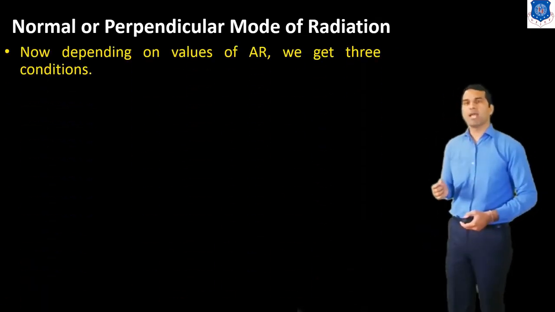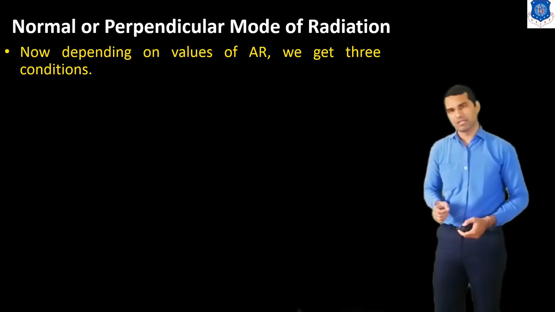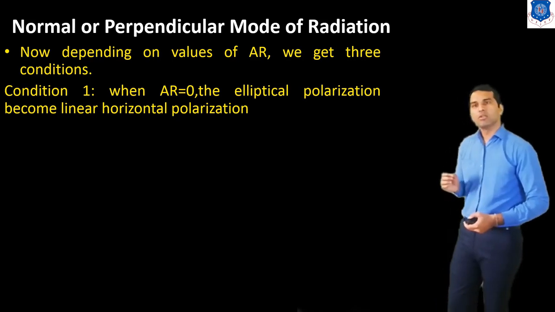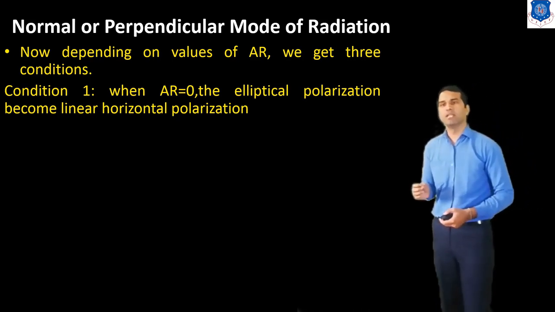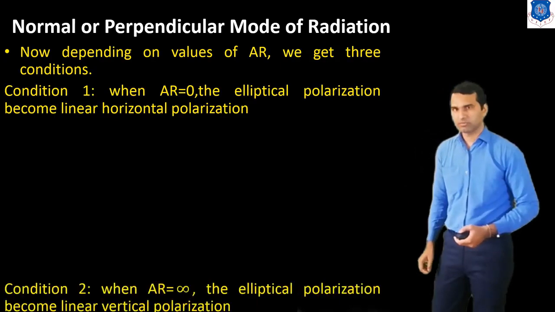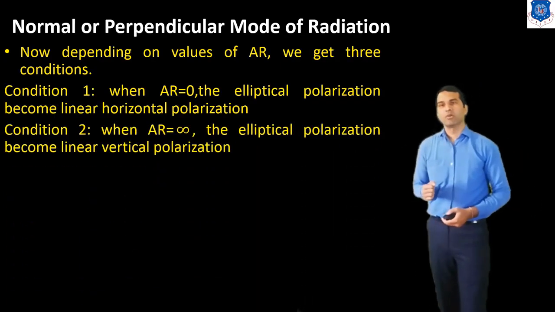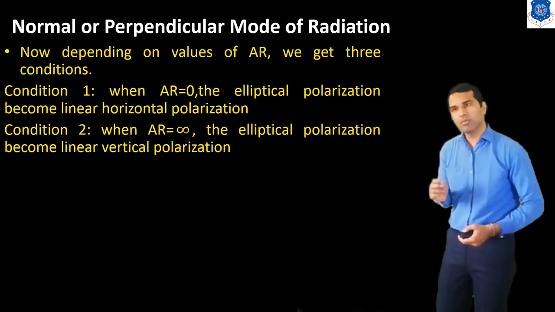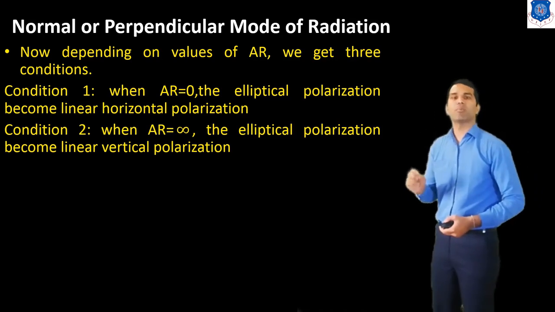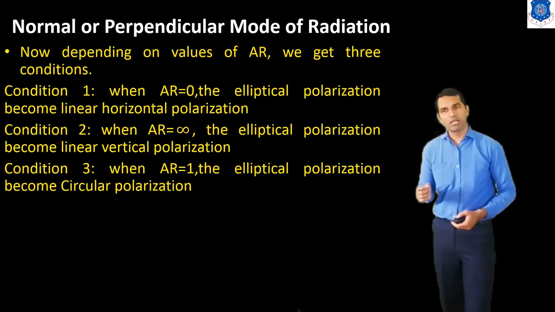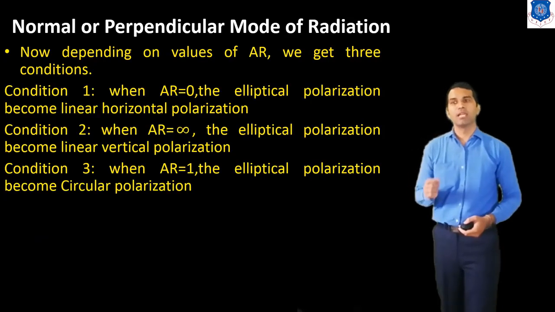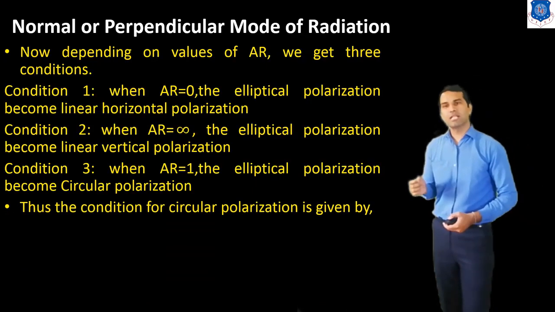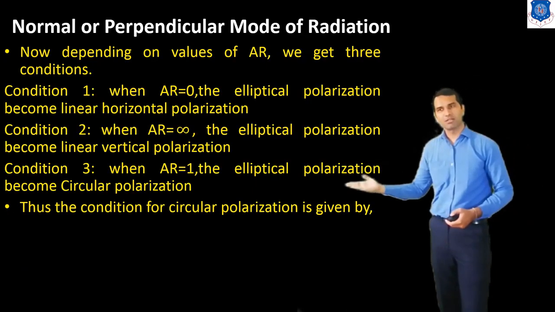Now, depending on the value of AR, we get three conditions. The first condition: when AR equals 0, the elliptical polarization becomes linear horizontal polarization. The second condition: when AR equals infinity, that means the axial ratio is infinite, the elliptical polarization becomes linear vertical polarization. And the last condition: when AR equals 1, the elliptical polarization becomes circular polarization. Thus, the condition for circular polarization is our third condition.